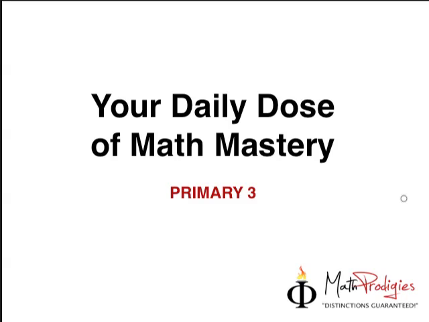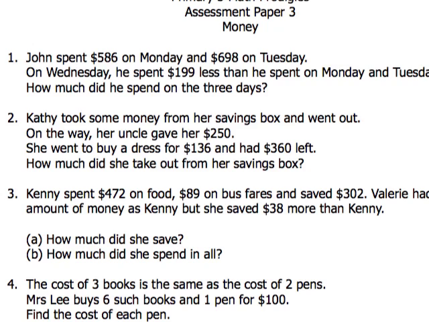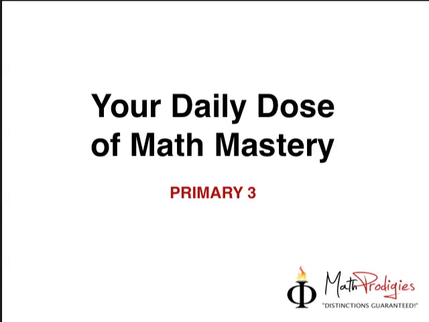Alright, so let's look at the question immediately. It's a pretty simple, straightforward question. The question says Kathy took some money from her savings box and went out. So let's just draw her savings box. I'm going to draw it right now. Let's imagine she has a savings box like that, where she can put the money. It looks a bit like this. And she took some money out from it. Okay, we got that part.